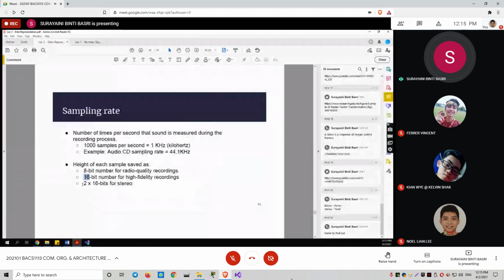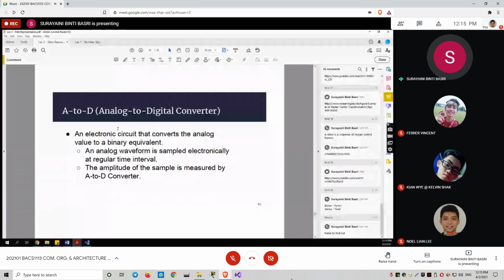Okay, so when we convert analog to digital, this is what happens. An electronic circuit converts the analog value to the binary equivalent, meaning that there's an electronic circuit that will convert that analog value to binary. The analog waveform is sampled electronically at regular time intervals, and then the amplitude of the sample is measured by the A to D converter. So that converter will measure the amplitude of that waveform.